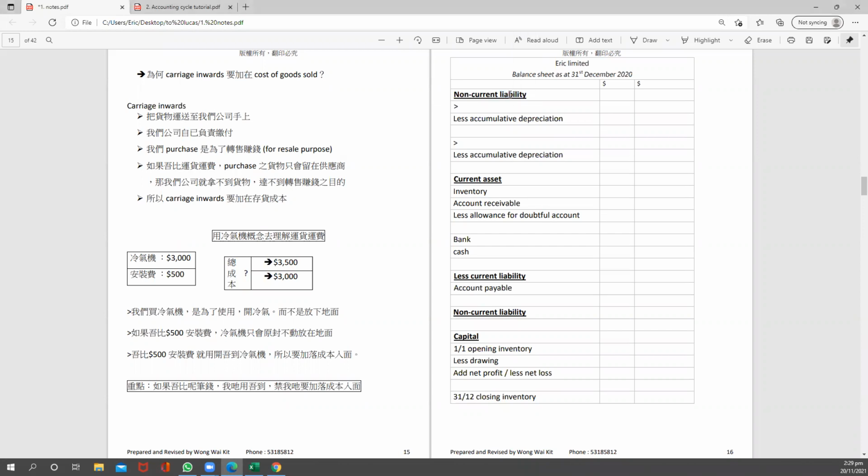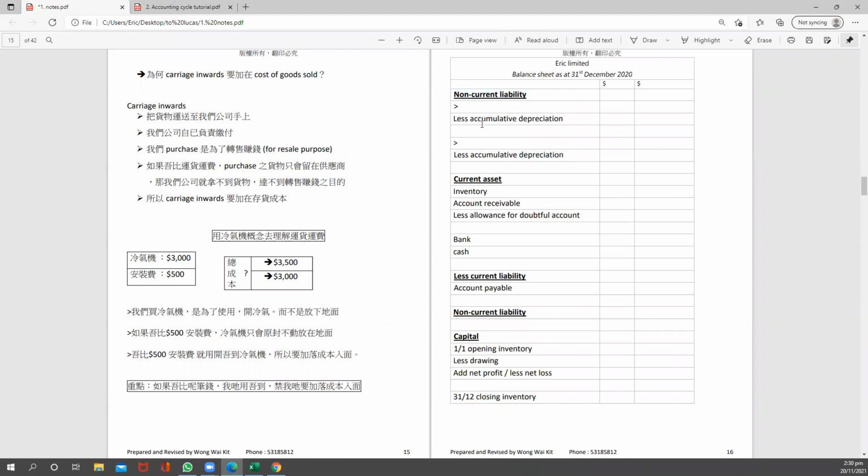Mayla, you have some question, like what's the difference between the non-current asset and the current asset? Why do we have to divide the assets into two parts? Why do we have non-current asset, and why do we have current asset? Why don't we just combine them into one?